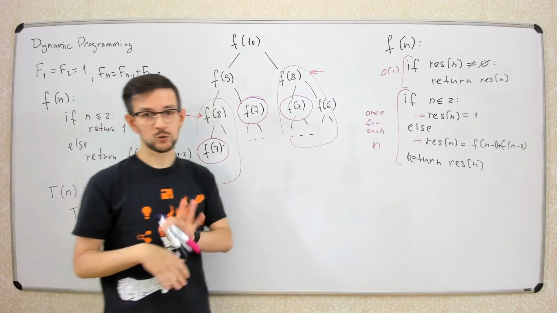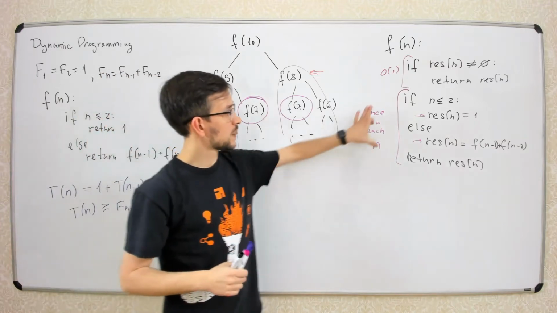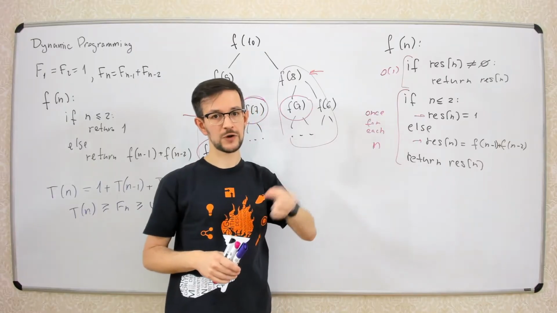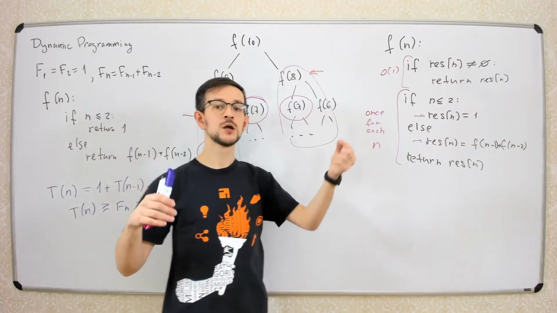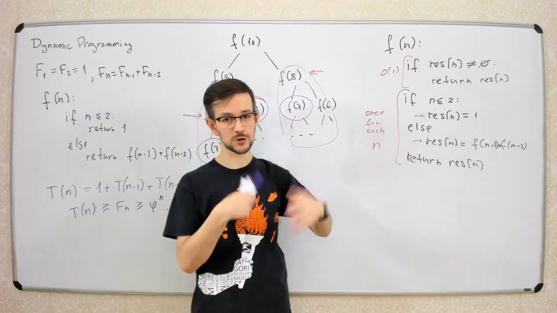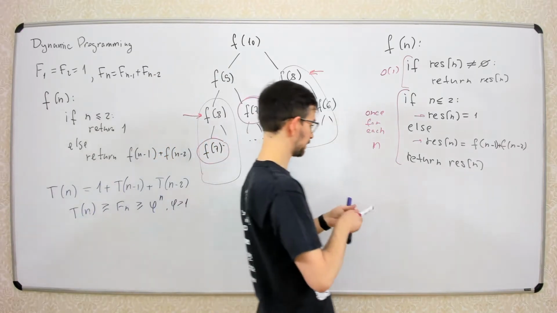So the total time complexity will be linear, because this code is only executed once for each different value of n. So we have n different values, so we can execute this code only once. So the total time complexity of all these recursive calls will be linear.